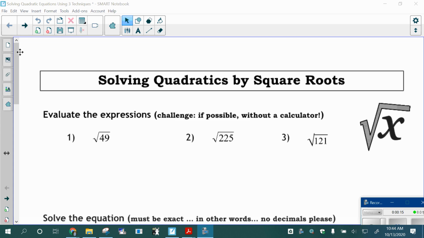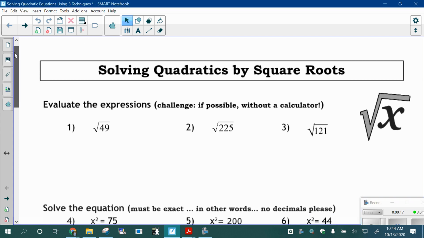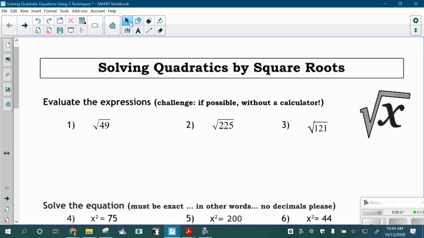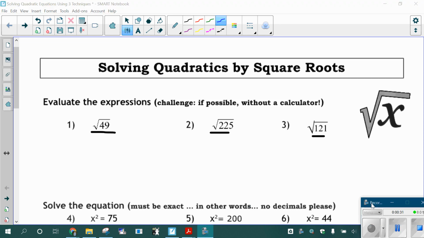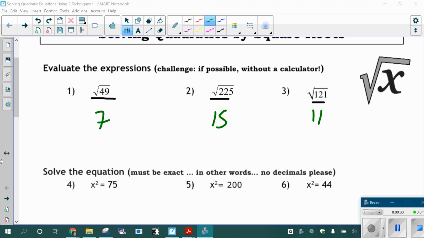First, this is in your note packet, by the way. Take about 30 seconds and see if you can evaluate these three square roots, if possible, without a calculator. If you want to use a calculator to check or help you out, you can. Okay, take about 30 seconds to do that, please. Okay, that's what you should have gotten for those three.